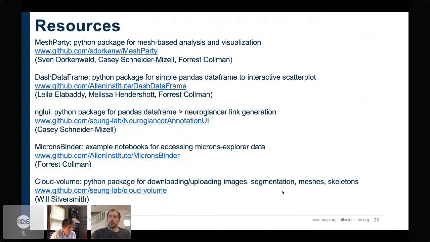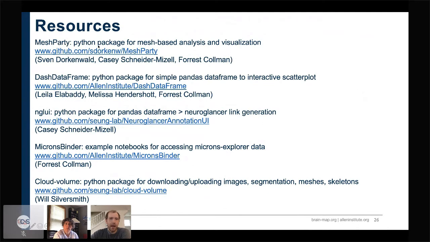So in the remaining time, I'm just going to talk to you a little bit more about some of the resources that are available. The examples that are shown on MyBinder make use of a number of different tools that were developed as part of this collaboration. Here's a list of a few of them.